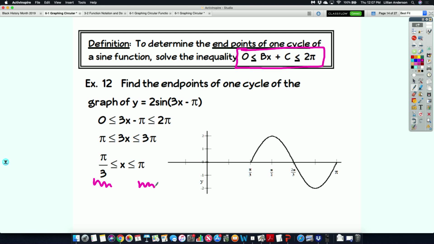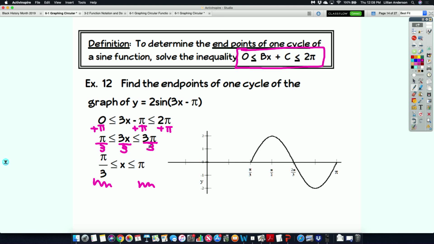So whatever that bx plus c is, if you set up a compound inequality between 0 and 2 pi and basically solve, you'll know where your furthest left endpoint should be and where your furthest right endpoint should be. And it's very simple when you're doing compound inequalities. All you do is add or subtract. That's how they got pi less than or equal to 3x less than or equal to 3 pi. And then divided everything by 3.